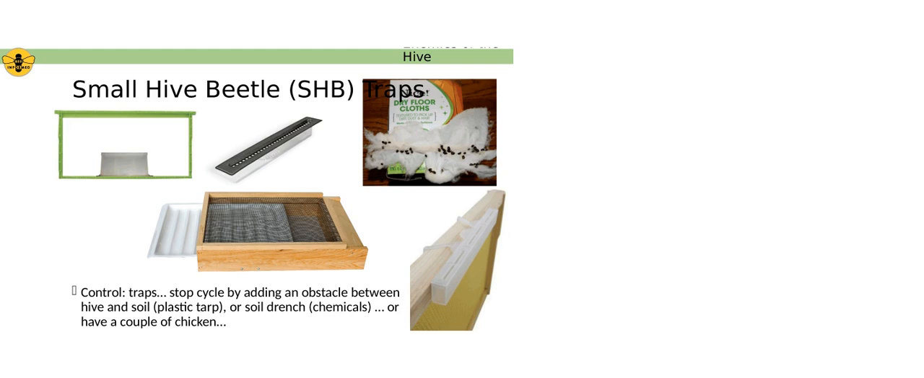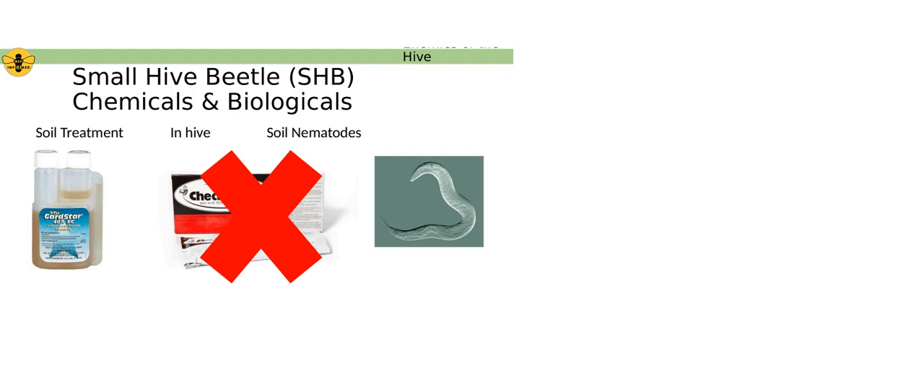at least. So the main ways of small hive beetle control are really through traps, or obstacles between them and the soil. So plastic tarps, drenching the soil with chemicals. Chickens are really good at controlling them. But here's some of the different traps that are out there on the market right now.